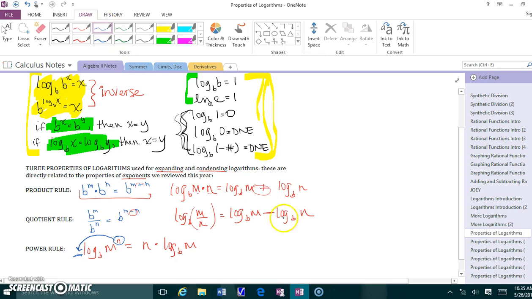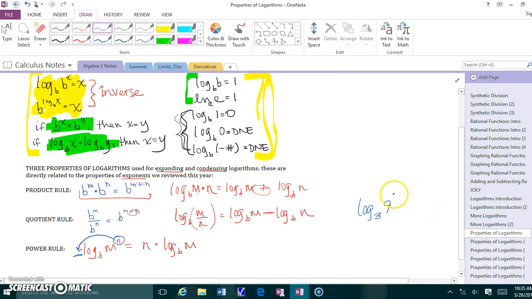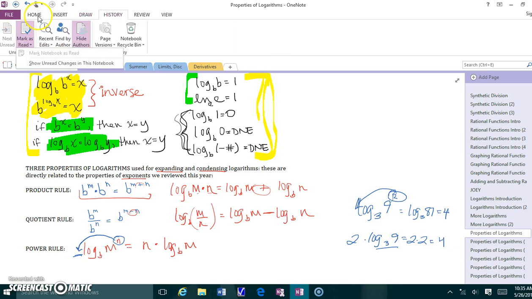And if you want to see why that works, let's just pick random numbers here. Log base 3 of 9 squared. So what this says is you could do this. Now 9 squared is 81. Log base 3 of 81 is 4. Or bring this guy out front, 2 times log base 3 of 9. Log base 3 of 9 is 2. 2 times 2 is 4. So it's the same thing. So anytime you're not sure why a theorem works or if a theorem works, you can just plug real numbers in and you'll see that it actually does work.